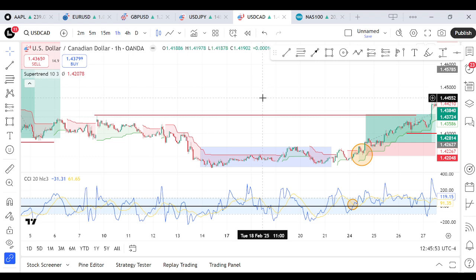So by following these steps carefully, you can effectively use the Supertrend CCI strategy to make informed trading decisions while minimizing risk.